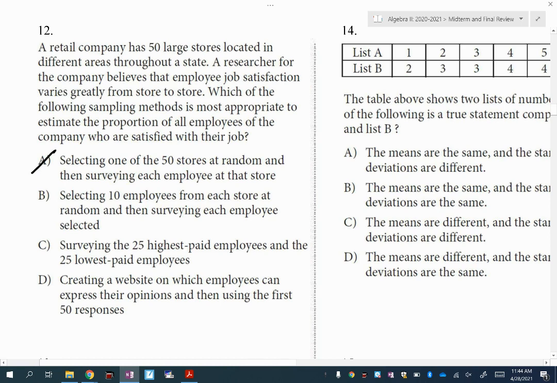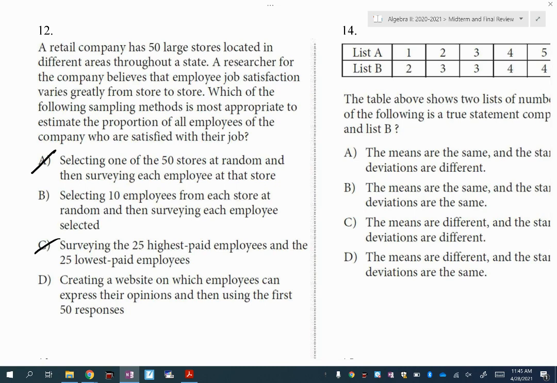So if it says, selecting one of the stores and then surveying each employee at that store, I mean, that's very convenient because you only have to go to one place in the state. But again, I'm only asking people at one store. So if we're saying that people at all the stores feel differently about their job, it's not really going to be a good representation. All right. Surveying the highest paid and the lowest paid, well, I mean, I can probably tell you who's going to like their job, who's not going to like their job.